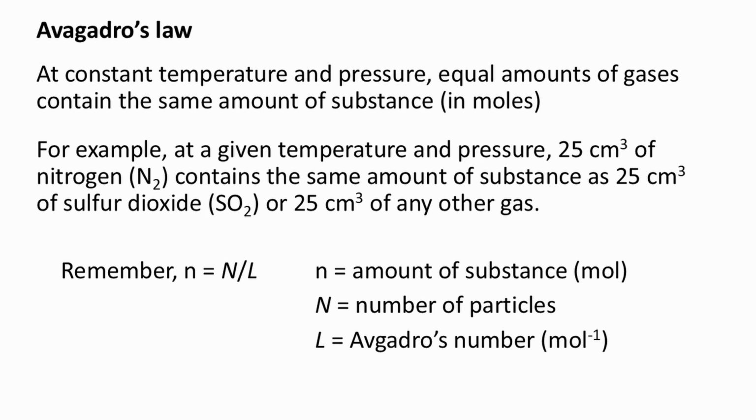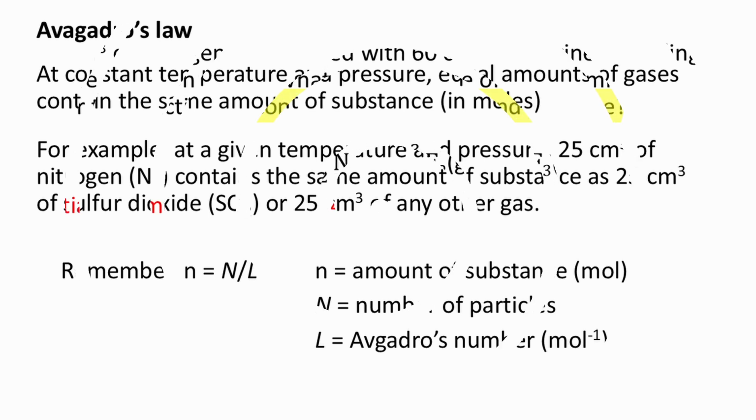Avogadro's law states that, at constant temperature and pressure, equal volumes of gases contain the same amount of substance, in moles. For example, at a given temperature and pressure, 25 centimeters cubed of nitrogen contains the same amount of substance as 25 centimeters cubed of sulfur dioxide or 25 centimeters cubed of any gas. It is important to remember how amount of substance in moles is related to the number of particles and Avogadro's number. The equation's given there. For a gas, the number of particles usually refers to the number of molecules.